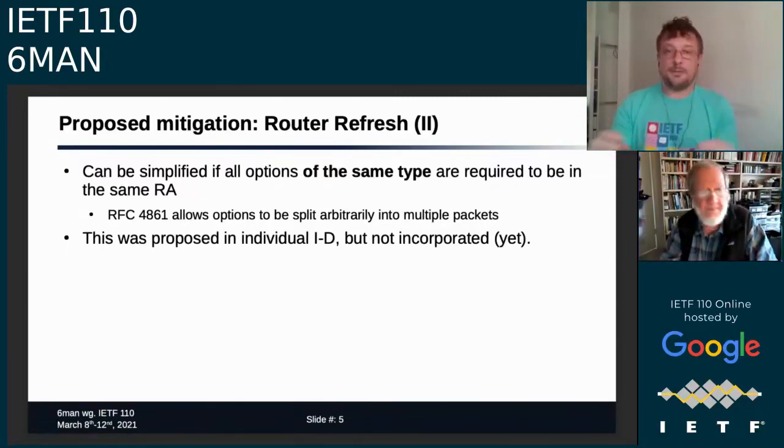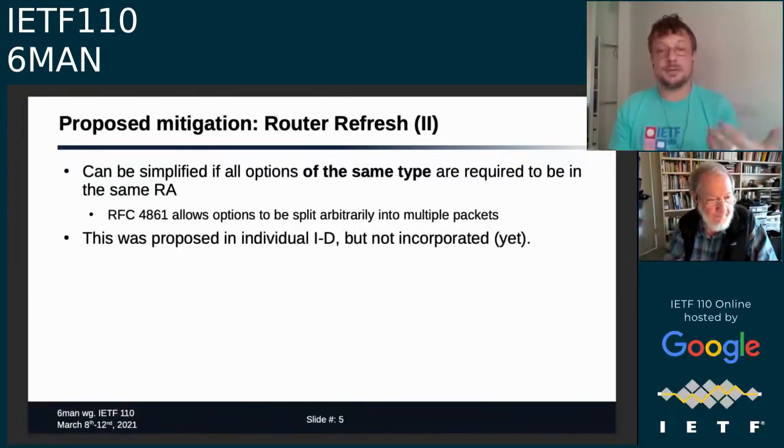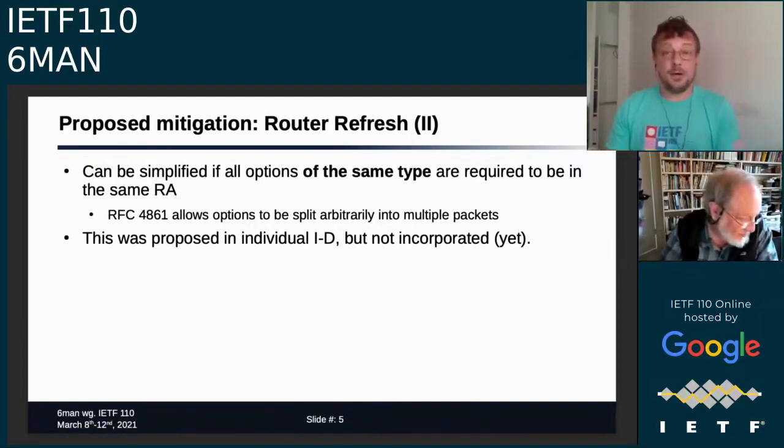Okay, so if we were to require all options of the same type to be in the same packet, this could be even simplified, because right now 4861 essentially says that you can split the information among any number of packets that you want, even options of the same type. For example, you could have to send, say, 10 PIOs, and you can send each PIO in a different RA. But again, this is not required for this mechanism to work. Next one.